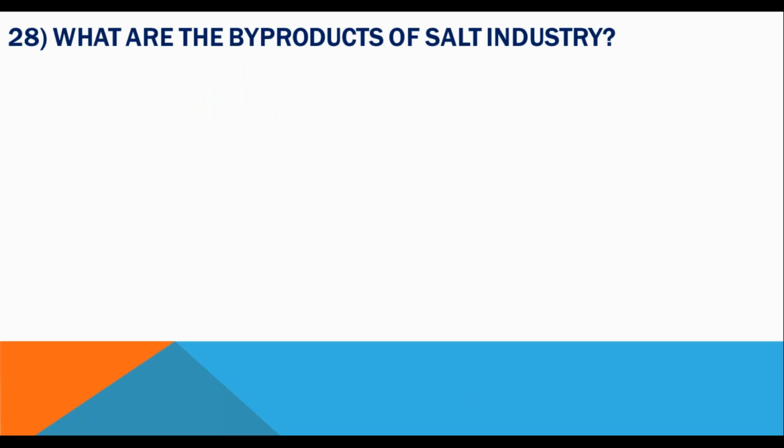Number 28. What are the byproducts of the salt industry? Salt is the main product. There are two byproducts, which we name as gypsum and plaster of Paris.